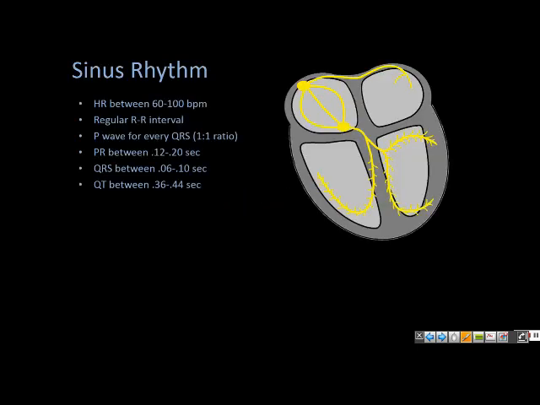This lesson is about sinus rhythm. In a normal heart, the SA node is the primary pacemaker of the heart, and it sends an electrical impulse that's spread across the electrical conduction system that causes atrial depolarization, which produces a positive deflection on the ECG tracing we call a P wave.